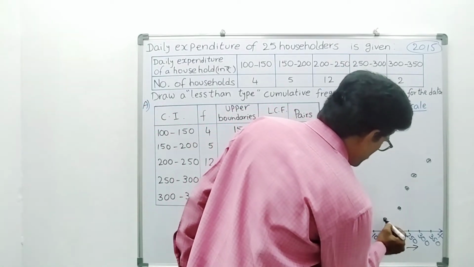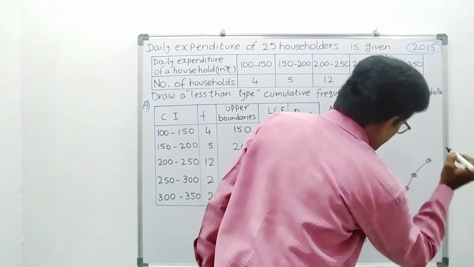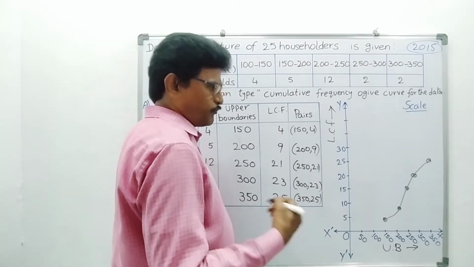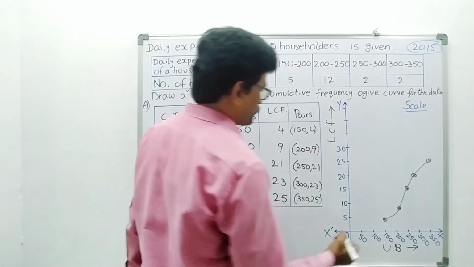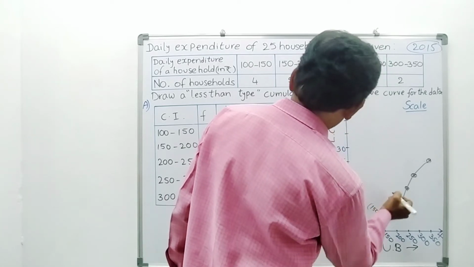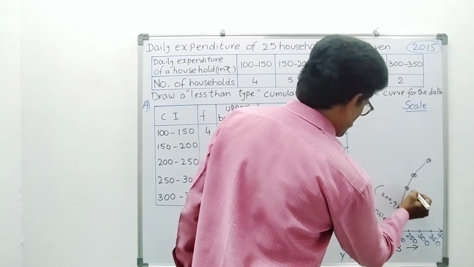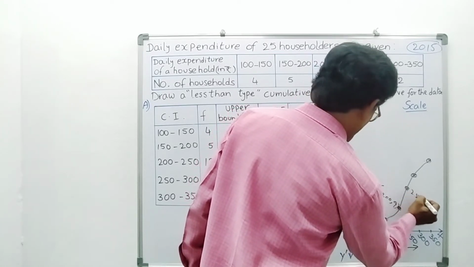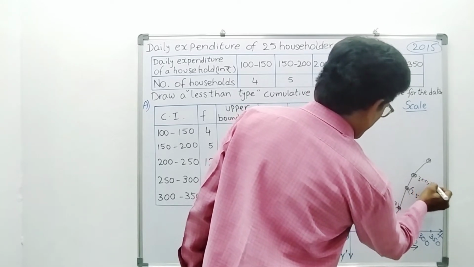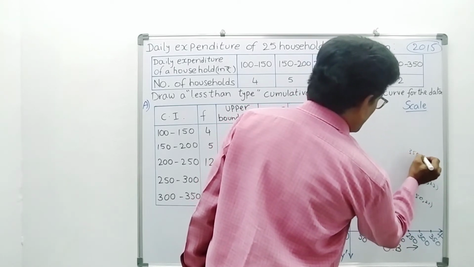Just observe here, like this you have to plot. Okay, just join with freehand. Now if you want, you can mention these points also. Here it is 154, and this one is 209, like that you can plot here. 250 and 21, right? This is 323, and finally 350, 25.